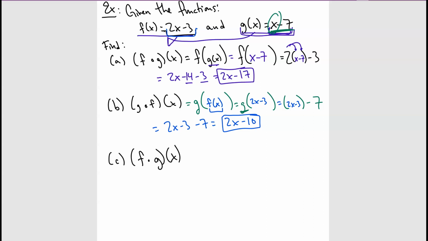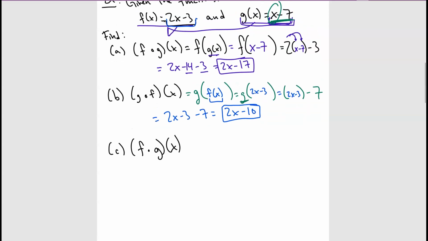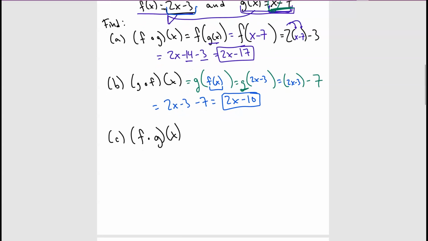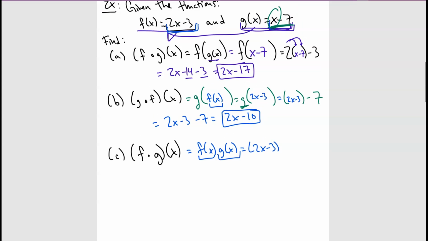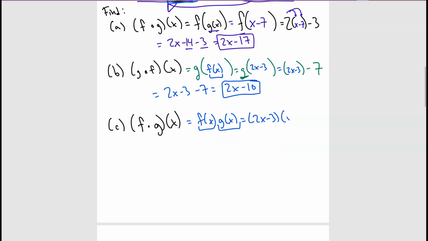Okay. Notice we're not multiplying anything. All we are doing is putting a function inside another function. All right, so now let's try the last one. Well, this is just multiplication. This is just f of x times g of x. F of x in this case is just 2x minus 3. G of x in this case is just this x minus 7. So all we've got to do is multiply these things out. So notice that this one had a multiplication sign, a little dot, closed circle. The other ones had open circles.